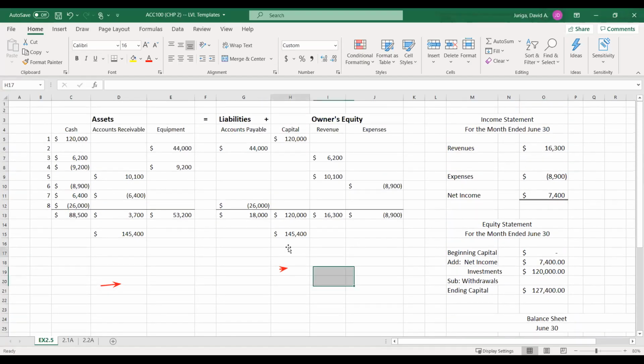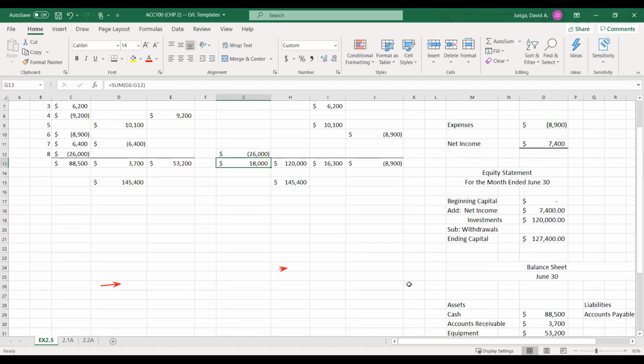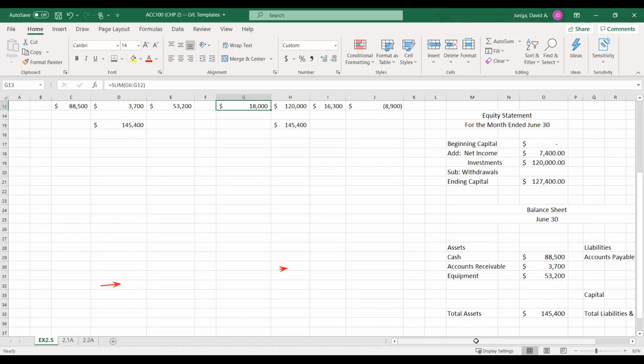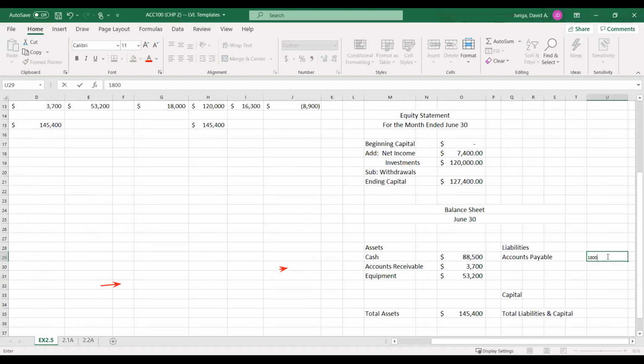So accounts payable is 18,000. I'm just pulling that right from my accounting equation. I'll plug that in here. And let me increase that. That's the wrong size. I think I want that to be 16. Hold on. All right. And then this capital number, we already know because we get that from our equity statement. That 127.4 is going to be plugged in right there for our balance.